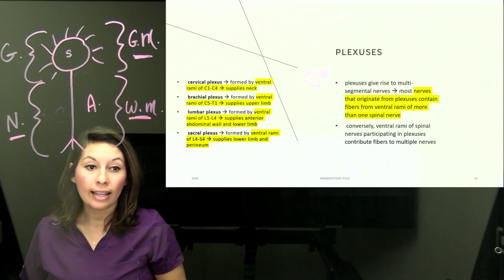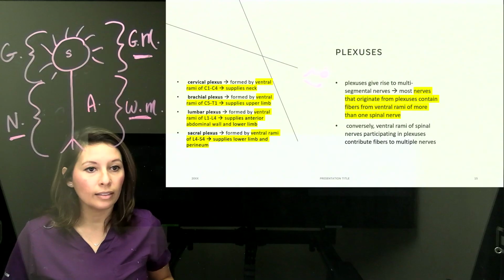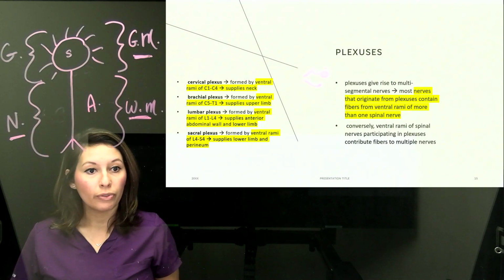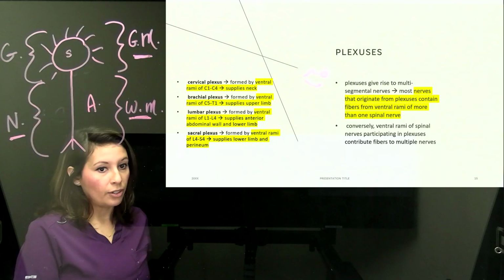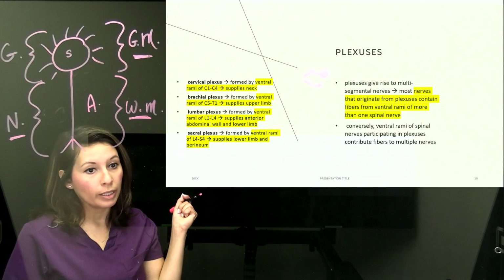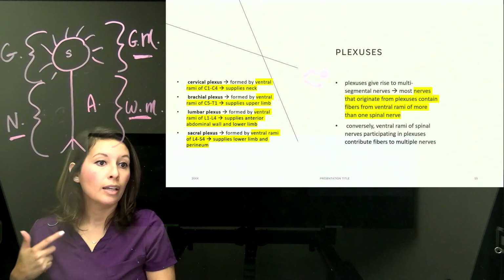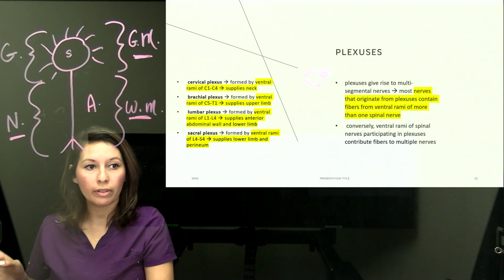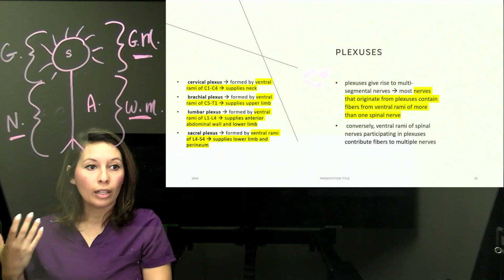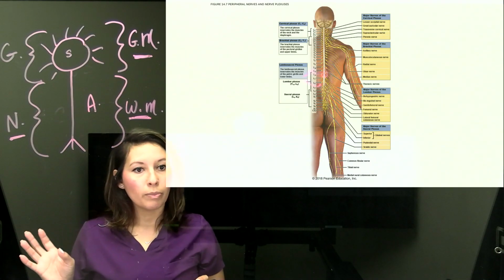The only difference is that the lumbar plexus innervates the anterior aspect of your lower limb, and the sacral plexus innervates the posterior aspect of the lower limb. So make sure that you know that difference, right? Most nerves originate from plexuses that contain fibers from ventral rami and more than one spinal nerve. So quickly, let's go over some of these plexuses.